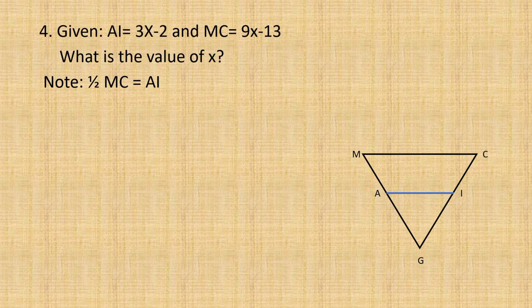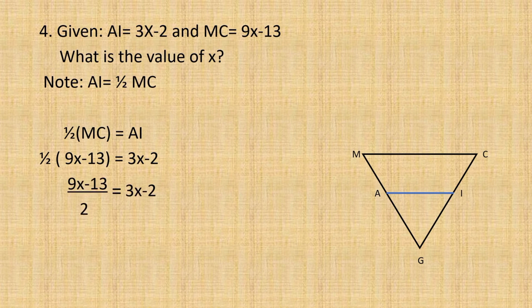Remember that 1/2 of MC is equal to the length of AI. So we are going to use this equation in finding x. So we have 1/2 of MC is equal to AI. Let us substitute the given value. So we have 1/2 times the value of MC, which is 9x minus 13, is equal to the value of AI, which is 3x minus 2.